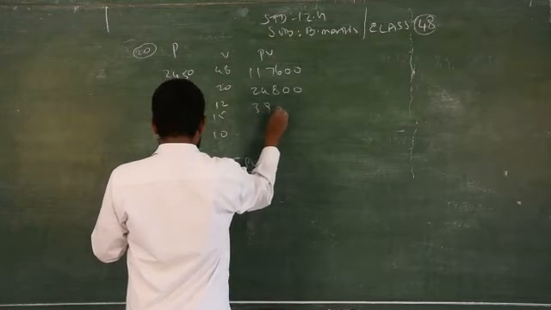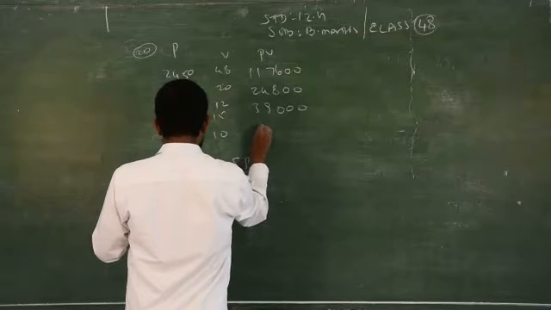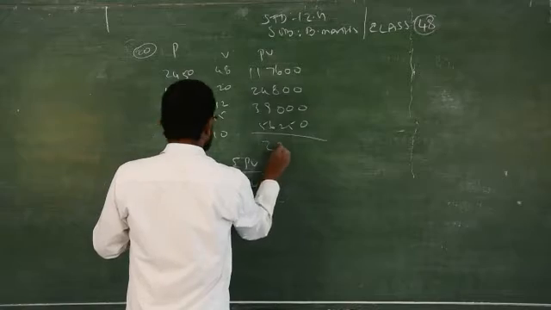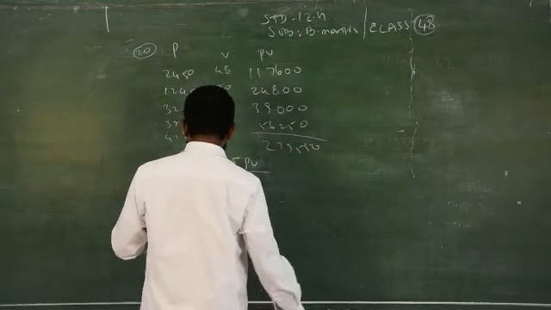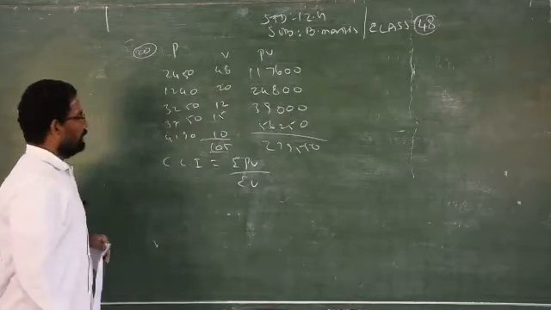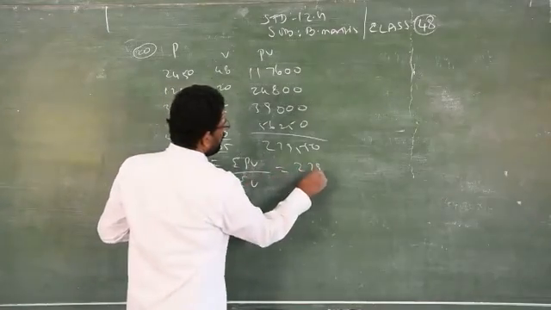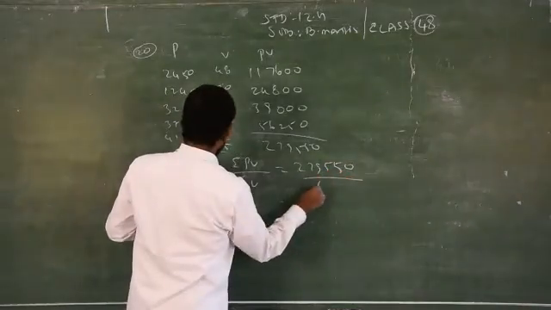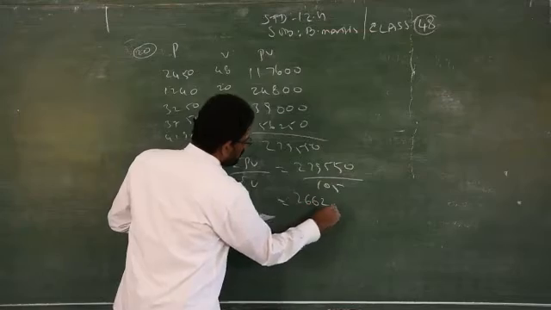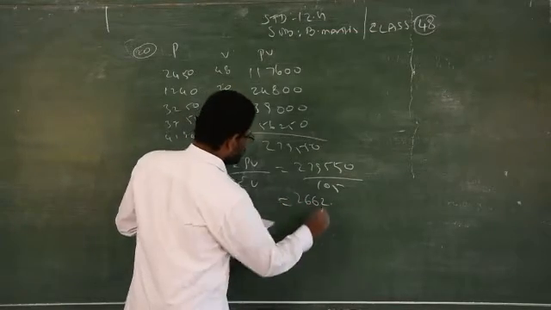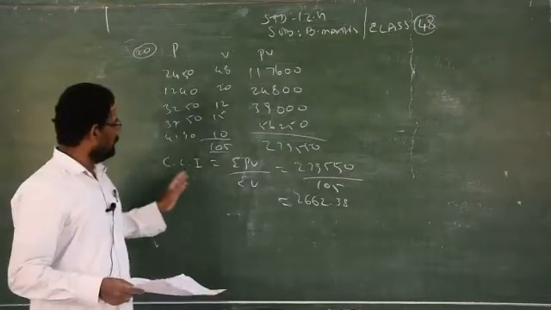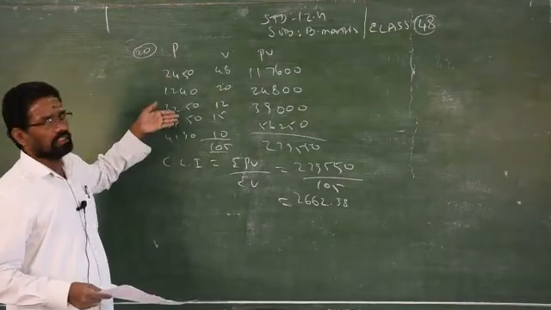This is 539. Check the calculations. Don't simply copy; sometimes you'll get wrong answers. This total is 279550. This total is 105. Use the calculator and find out. Just substitute 279550 by 105, divide, and you will get 2662.38. So this is the formula to find the cost of living index number when the index number is given.